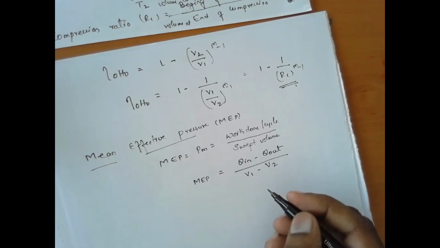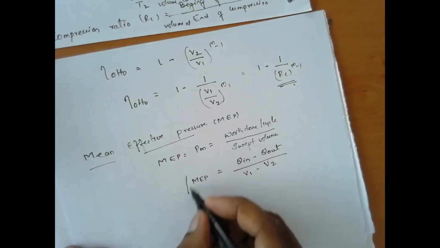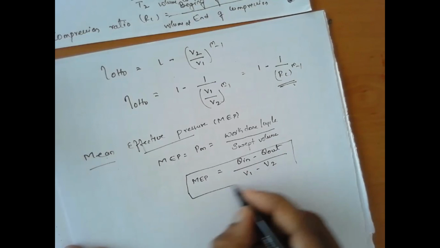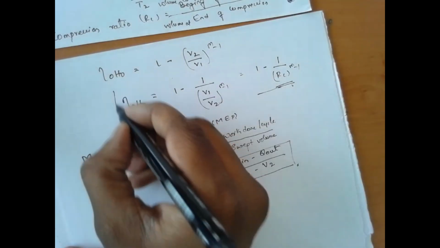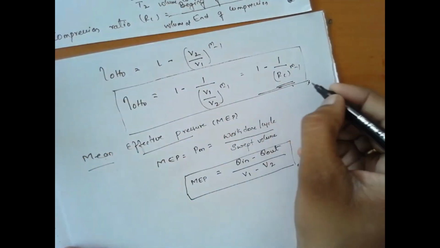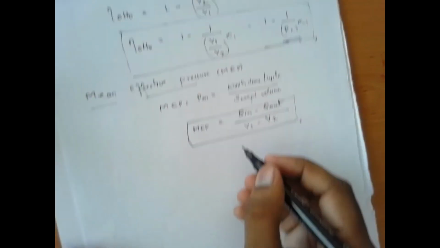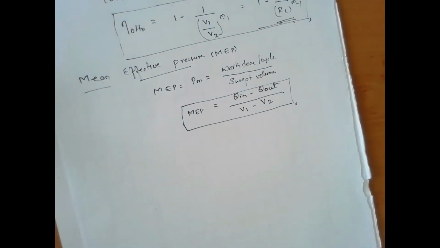If you write the total expression by deriving all these things, you'll get the MEP of the Otto cycle, and this is the efficiency of the Otto cycle. So thank you. I'll do the next problems on the Otto cycle.